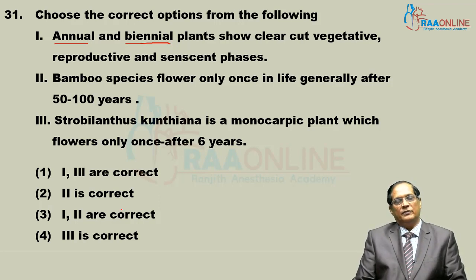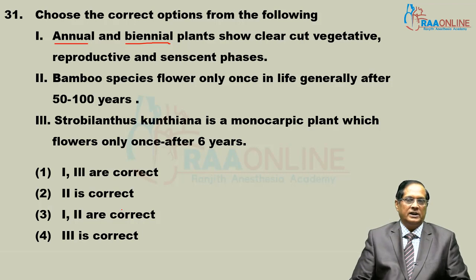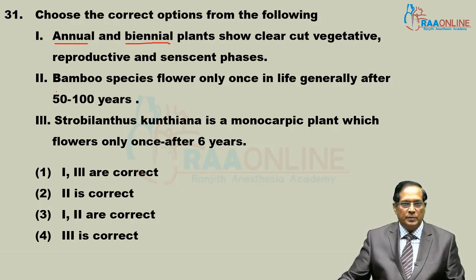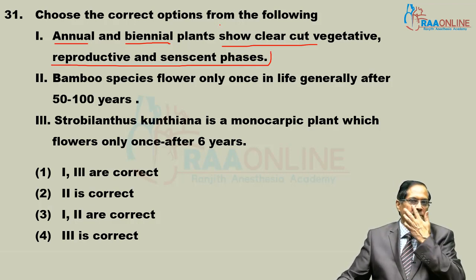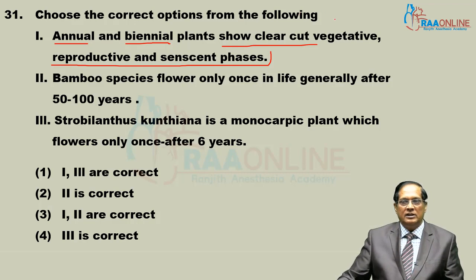Season 1 performs vegetative growth and season 2 reproductive. But in both the cases, flowering takes place once. So these two plants show a clear-cut vegetative phase, reproductive phase and a senescent phase. When a seed germinates and gives a plant, till the appearance of flower, it is in the vegetative phase. Then when flowers appear, it is the beginning of the reproductive phase.